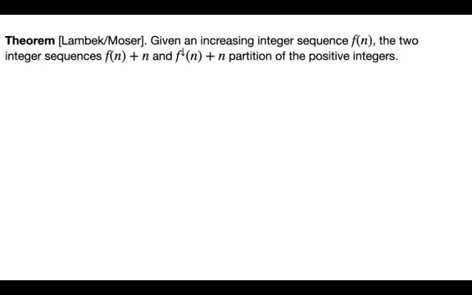This is part of a theorem by Lambek-Moser, which states that if you start with any increasing integer sequence, then the two integer sequences that we constructed, that is f of n plus n, and f down arrow of n, which counts the number of outputs of f less than a particular n, plus n, will give a partition of the positive integers.